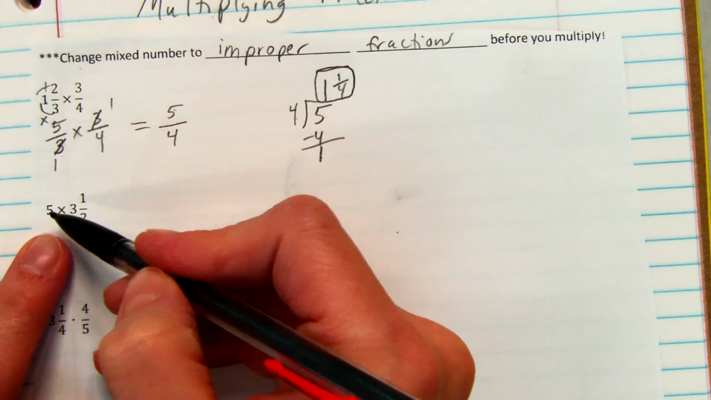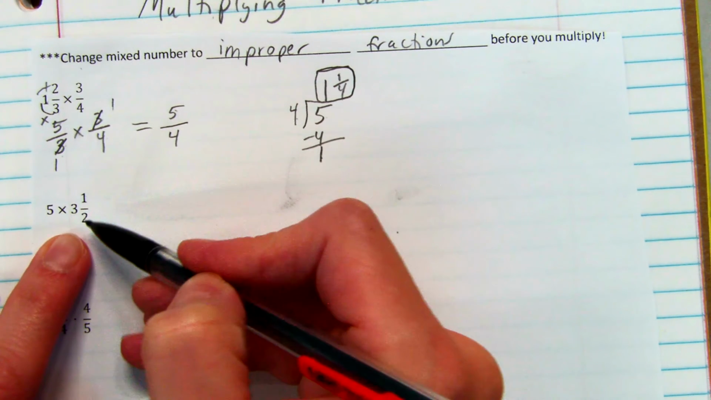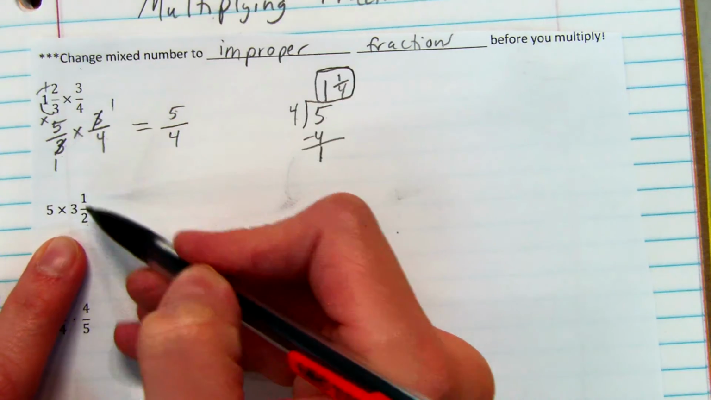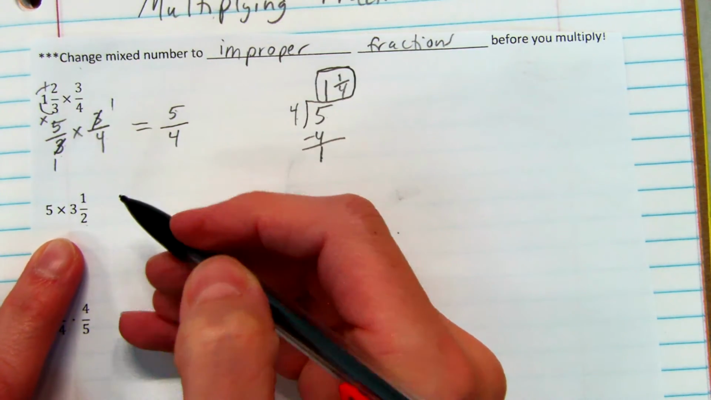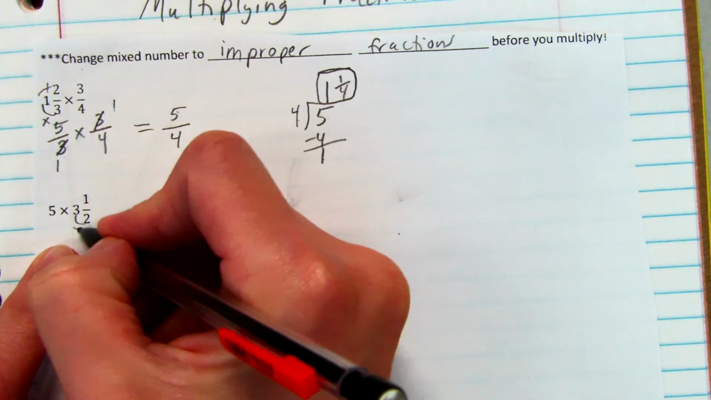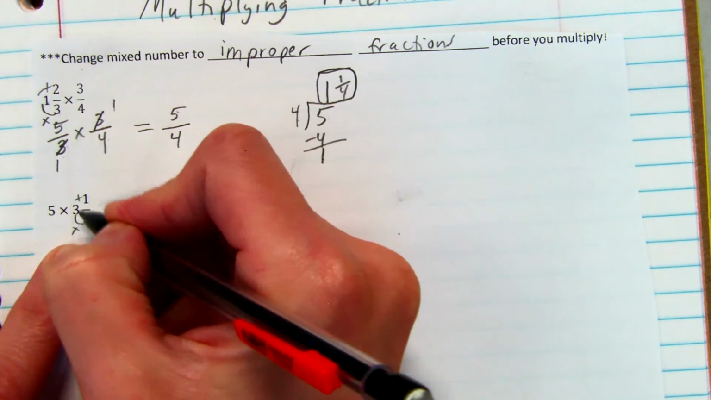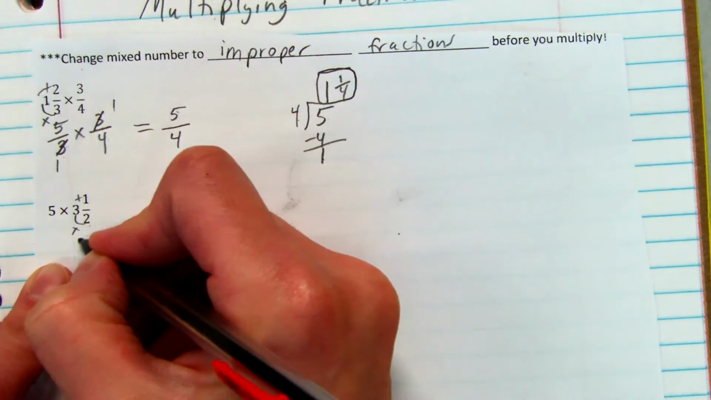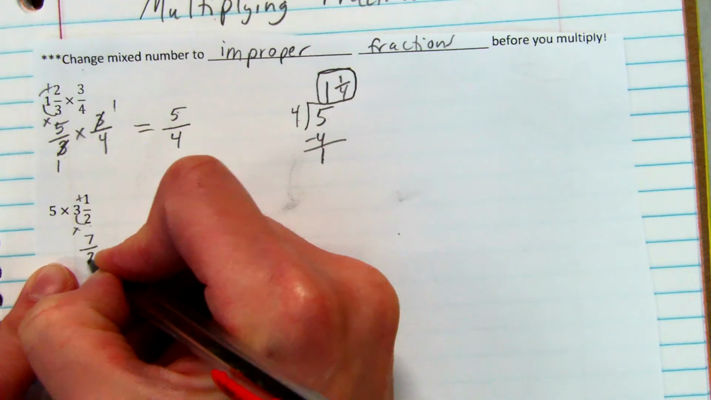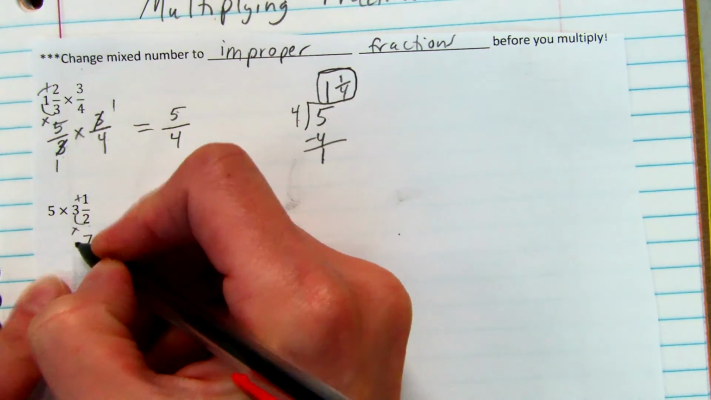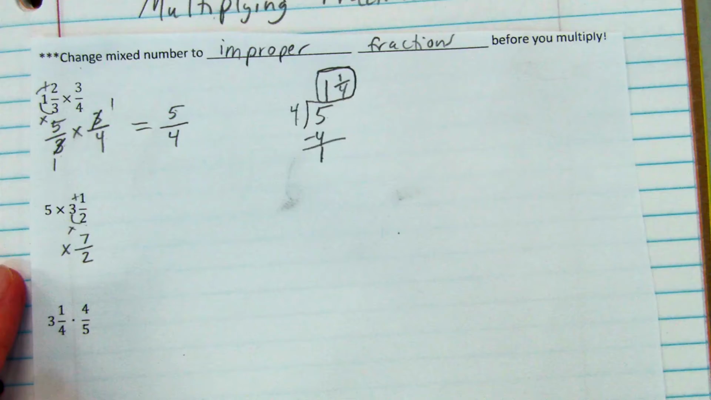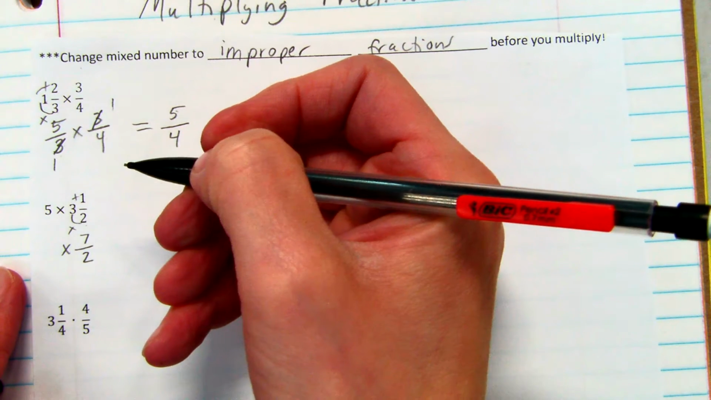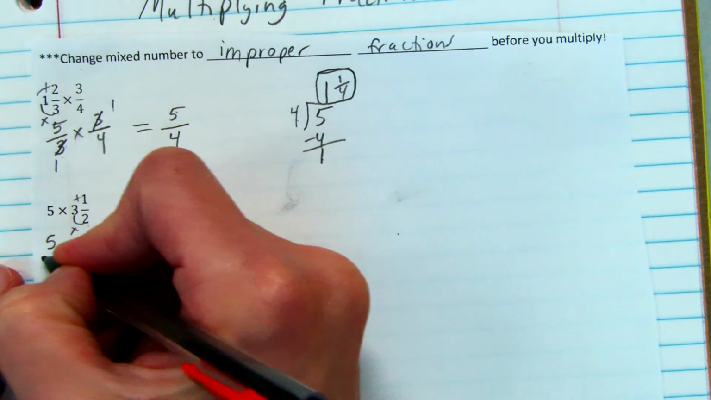So on the second one, I have 5 here. I have 3 1/2 here. Who can tell me how to change 3 1/2 into an improper fraction? Jaden. 2 times 3 equals 6, plus 1 is 7. So that's going to be 7 halves, and you just keep the denominator. And then how do I make 5 into a fraction? Tommy. Put it over 1. So I'm just going to make that 5/1.